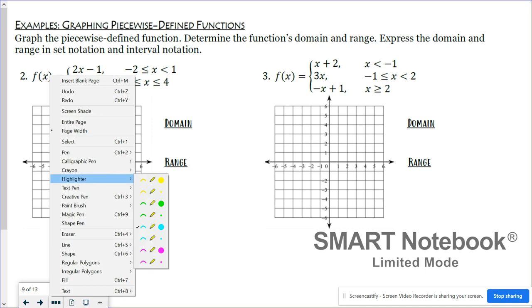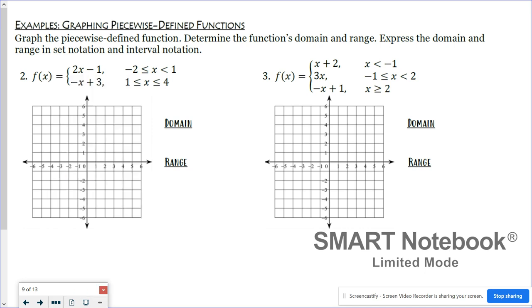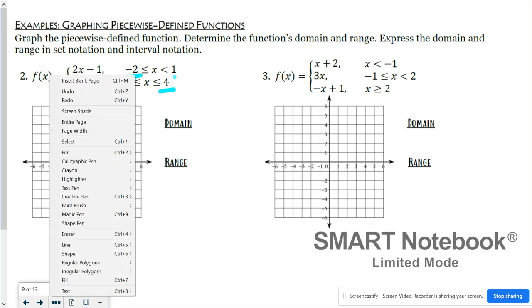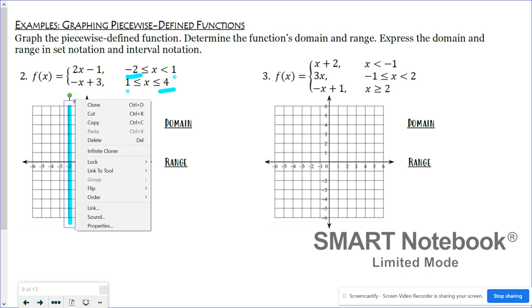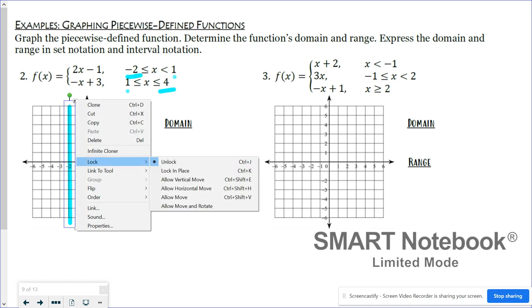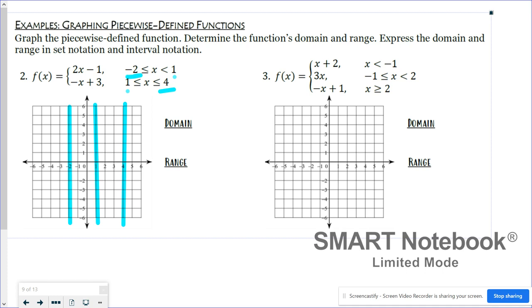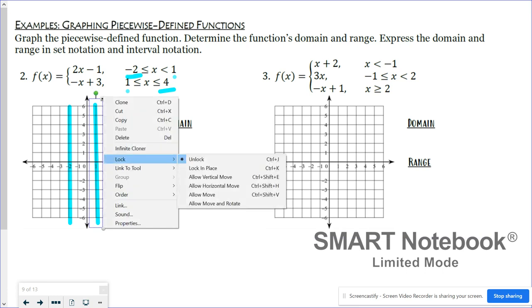Ooh. All right, so the first thing we do is we need to put in our fences. I do like to use highlighters for my fences, and I have a few fences here because I have a fence at negative 2, another one at 1, and another one at 4. So that's where I'm going to put my fences. Now I'm just going to lock all these things in so I can't move them. So once you have your fences in, you're now ready to graph the pieces.